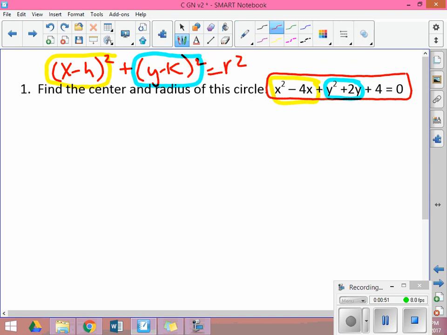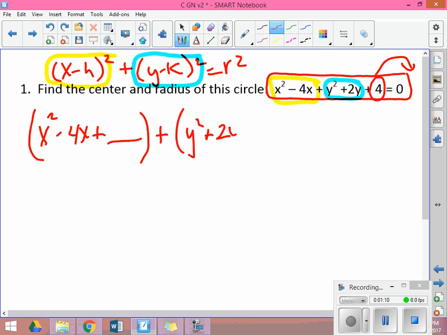So here's what we're going to do. First thing we're going to do is group our x's together, our y's together, and move that 4 to the other side. So I have x squared minus 4x plus, leave a blank, plus y squared plus 2y plus, leave a blank, is equal to, I'm going to subtract 4, minus 4 plus 1 blank plus the second blank. And those correspond to this one and this one. So I remind you, whatever I'm doing to one side, I have to do to the other.